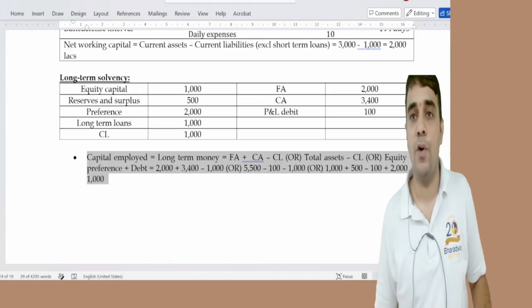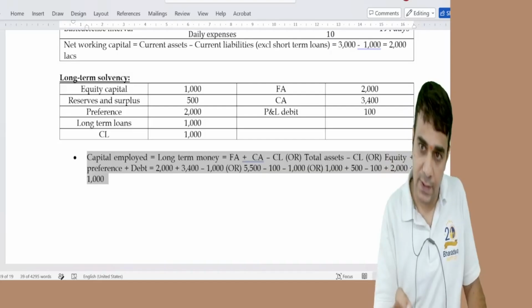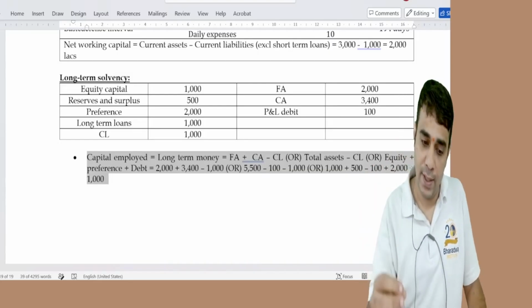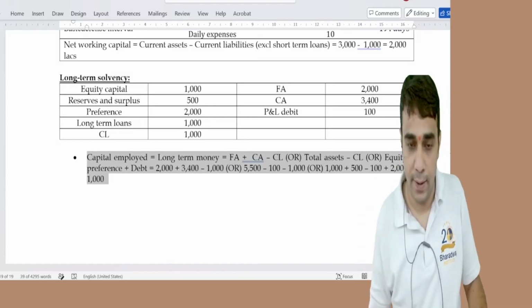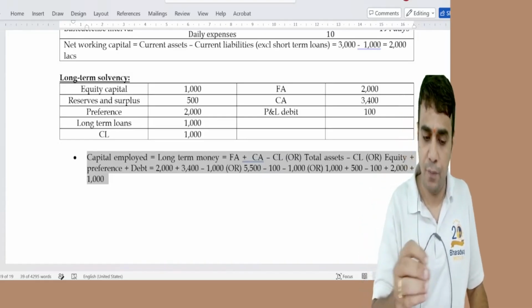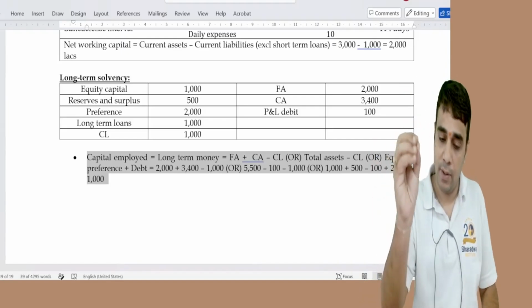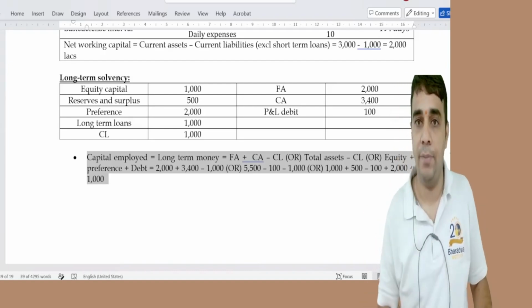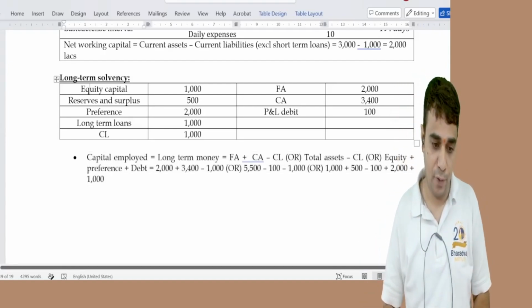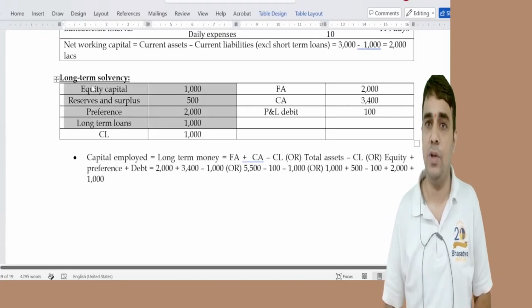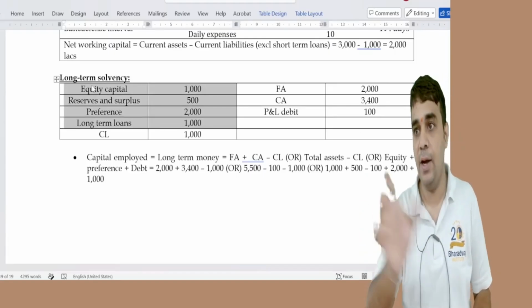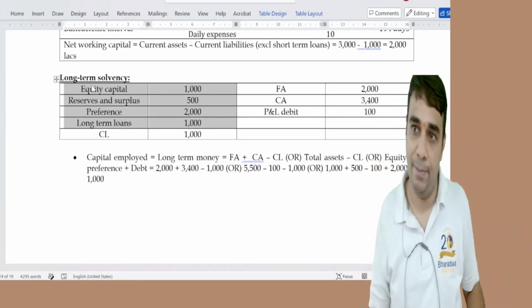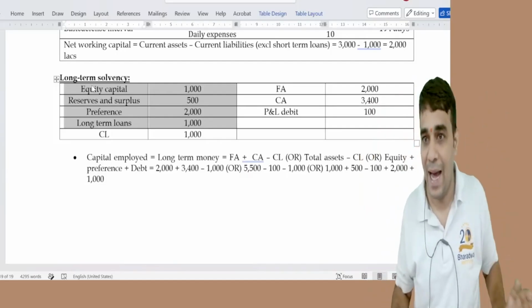2000 plus 3400 minus 1000: fixed assets, current assets minus current liability. If I do that, I get 4400. Or total assets minus the P&L debit balance minus the current liability. Basically, you have to get to this side. To get to this side, you can take the other side and remove current liability, or take this side as it is. One route is called the liability side route, the other the asset side route.